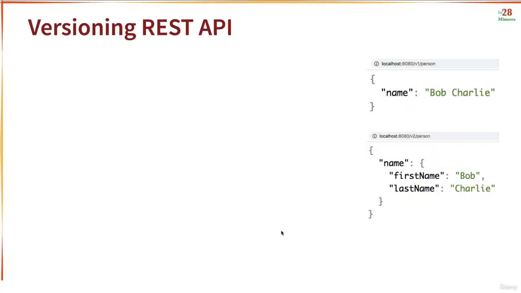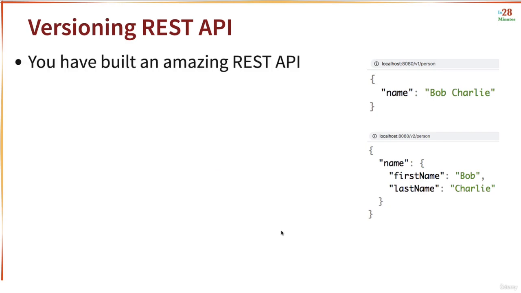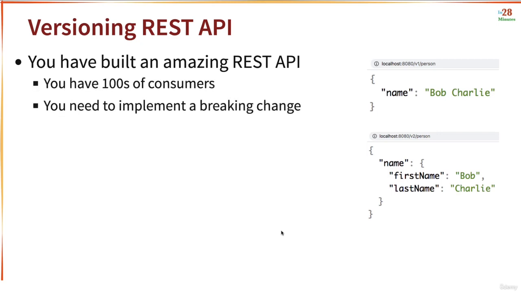In this step, let's talk about versioning your REST API. Let's start with understanding what is the need for versioning. You have built an amazing REST API and you have hundreds of consumers who are making use of your REST API. However, you need to now implement a breaking change. A good example is splitting name into first name and last name.